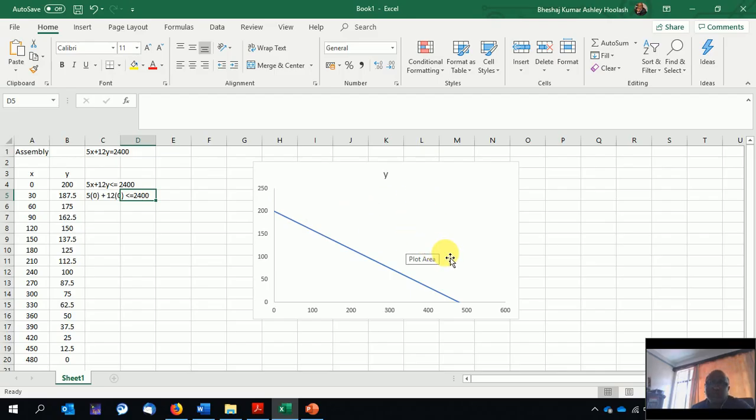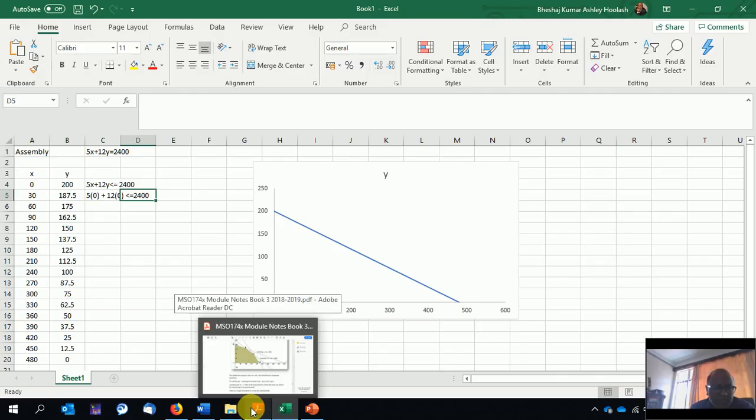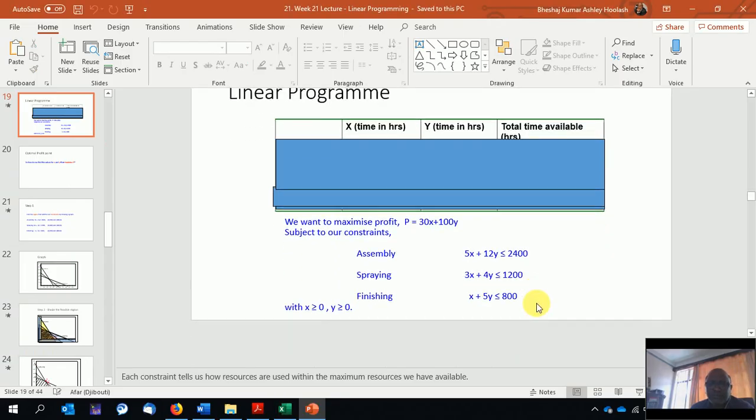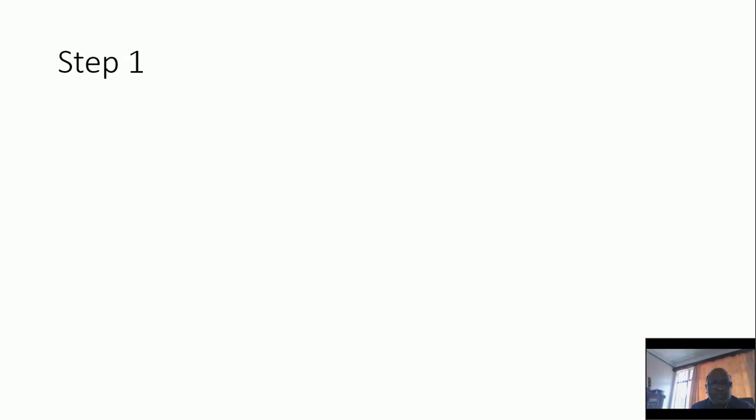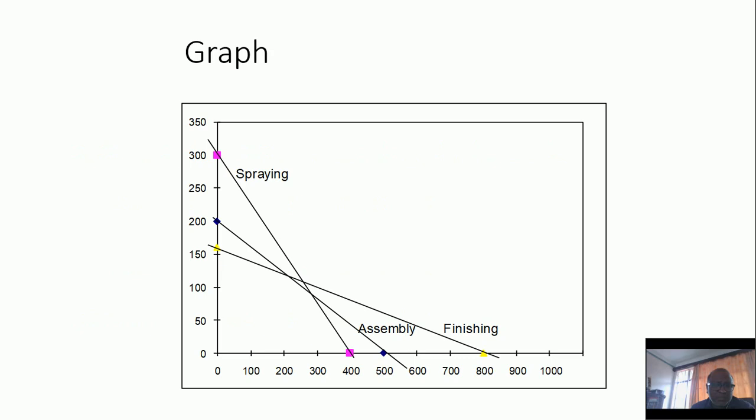That's if you are doing it with pen and paper. If you are doing it on a graph, it doesn't matter. You can shade whatever you want. So if I go here and I show you, right? So what we just did was for assembly. You could do that for the other two constraints, finishing and spraying, and you will get 3 lines, and you would choose the required region for each.